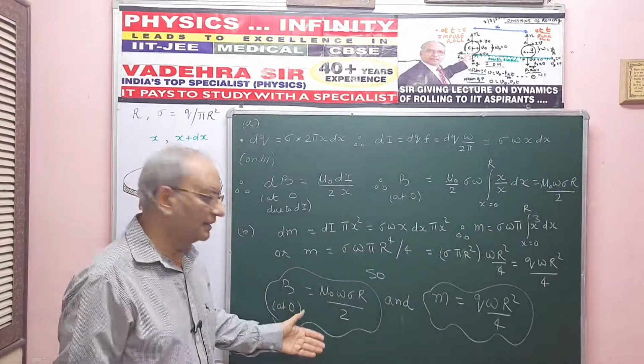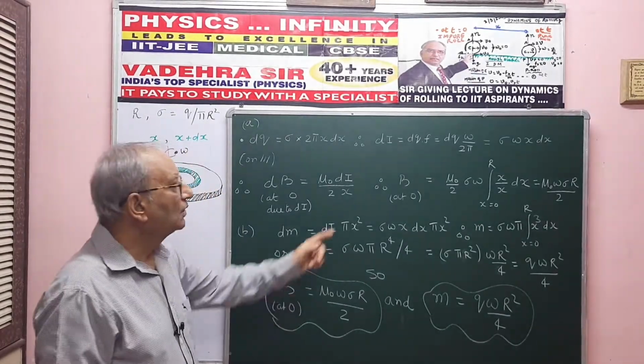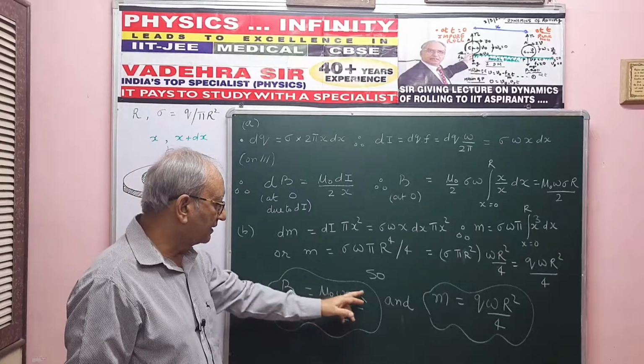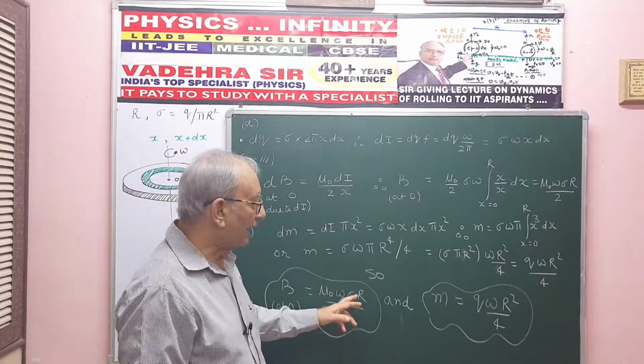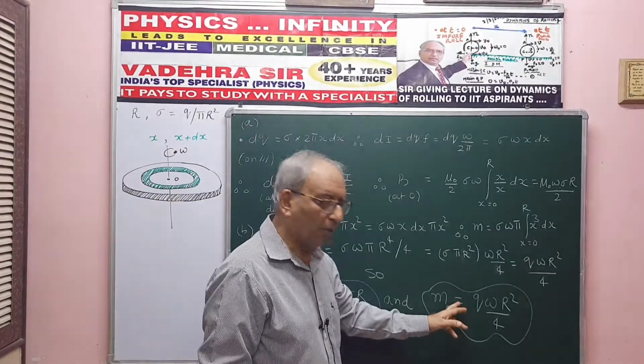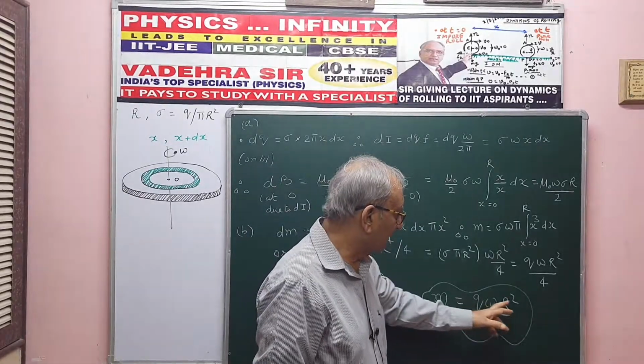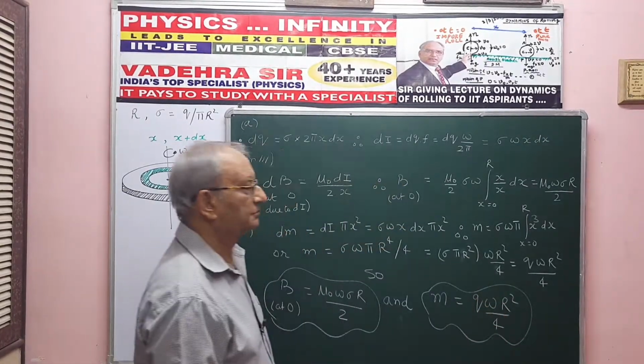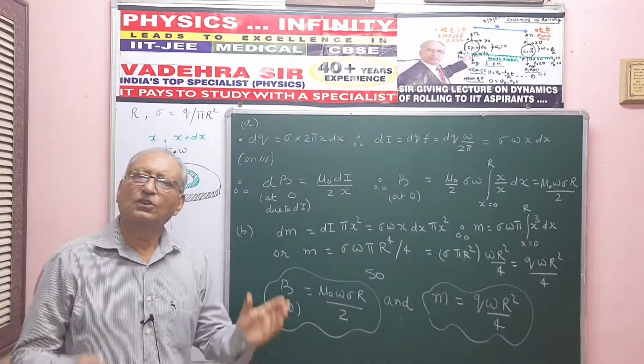I give the final results. So the magnetic induction at O is mu naught omega sigma r by 2, and the magnetic dipole moment m is q omega r square by 4.